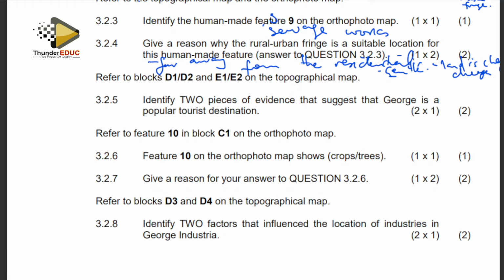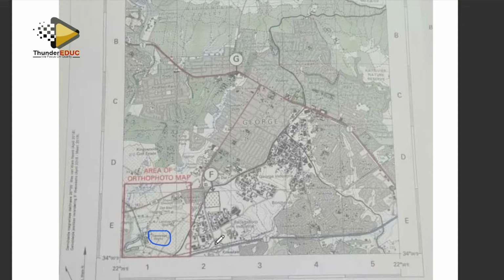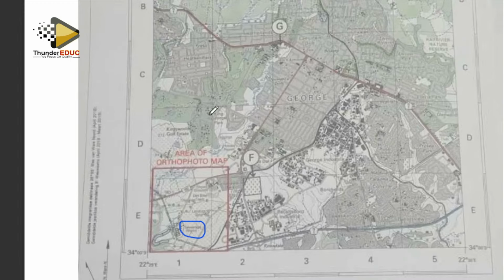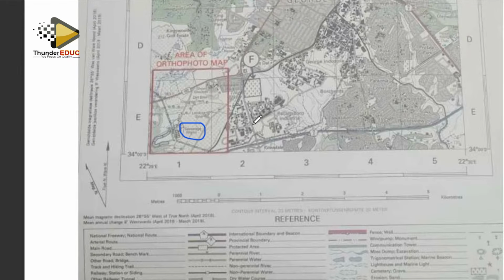So we are going to look at the map quickly. This part here, this part here, this part here, and this part here. What makes it a popular tourist destination? What do you see here? Number one, let's start from this block. What do you see? A golf course. Okay, so number one, the existence of the golf course, it makes it a tourist destination. Are we together? Okay, we continue. Which other evidence do we have there? Let me see if we have any other evidence. I'm looking for any other evidence there.